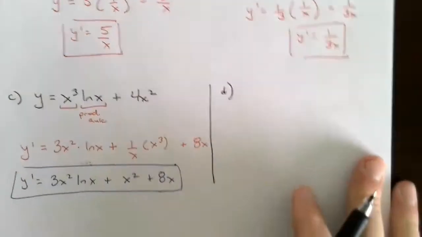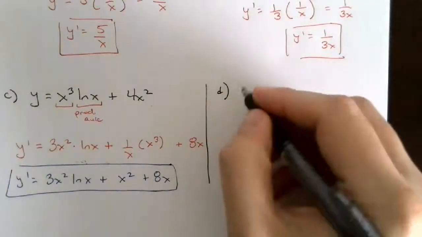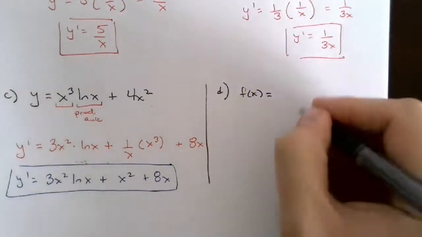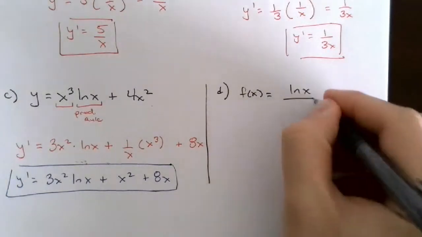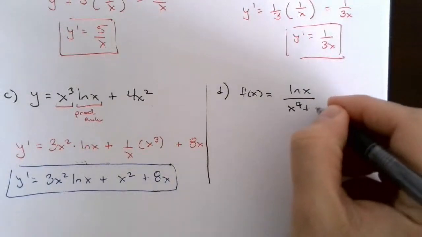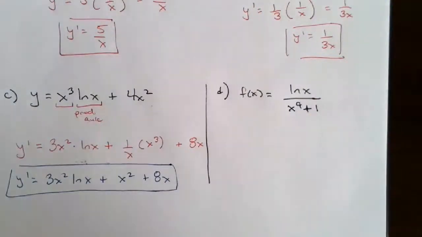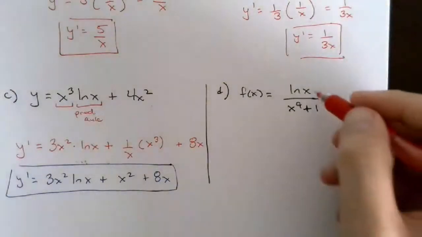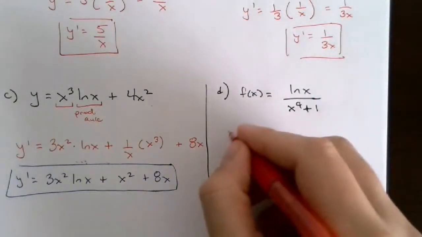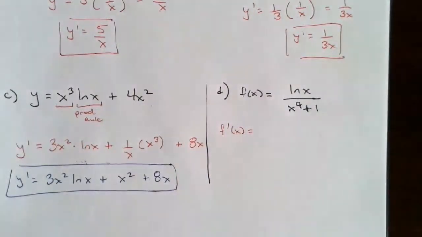If I call this one D, let's say I had f of x equals natural log of x over x to the 9th power plus 1. So, taking the derivative of this function, I have a function divided by a function, so you should know that we need to use the quotient rule. If I'm looking for the derivative f prime of x, remember how quotient rule works.